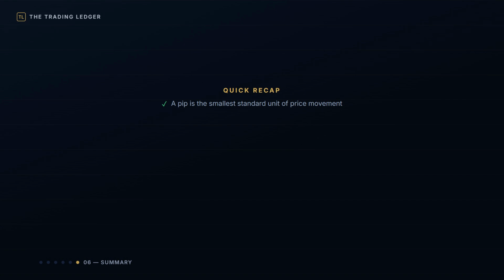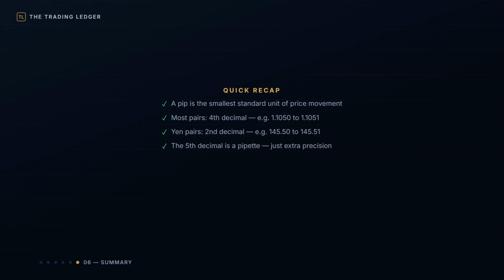Let's recap everything we covered today. A pip is the smallest standard unit of price movement in Forex. For most pairs, it's the fourth decimal place, for example, 1.1050 to 1.1051. For yen pairs, it's the second decimal place, for example, 145.50 to 145.51. The fifth decimal place is called a pipette, just extra precision.